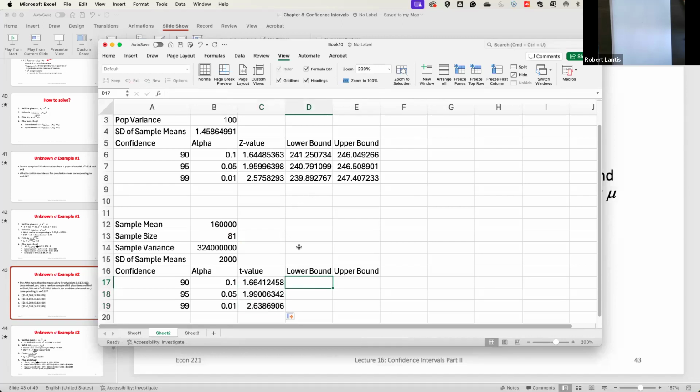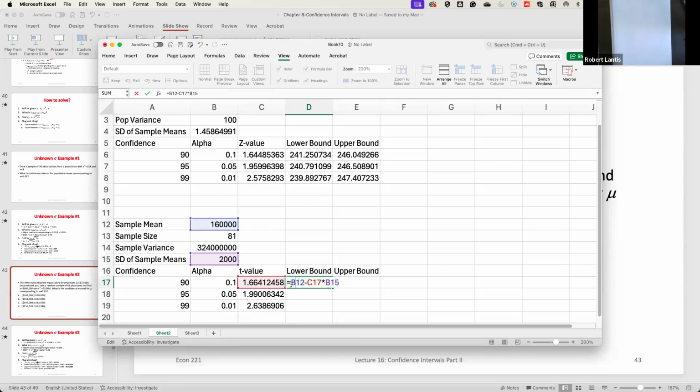Now, really here, I didn't have to delete these functions because they're going to be exactly the same as what I had before. I'm going to take my sample mean. I'm going to then subtract this many standard deviations. And then what is my standard deviation on my sample means? Right here.